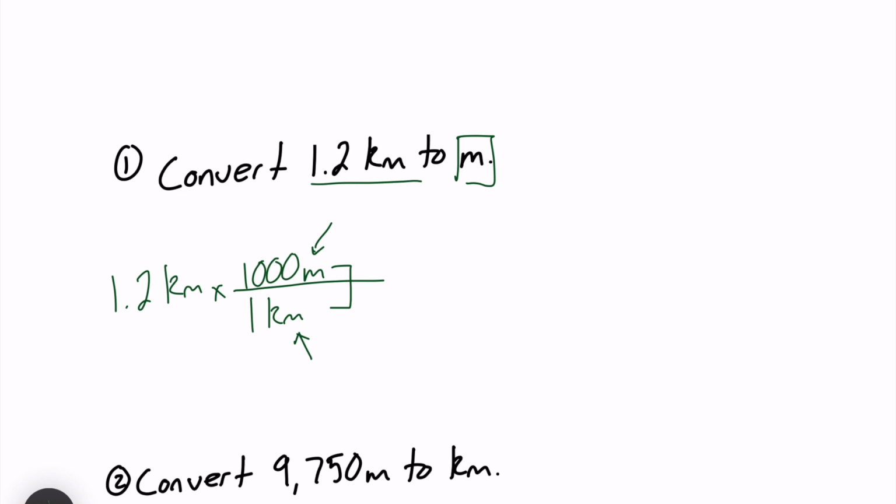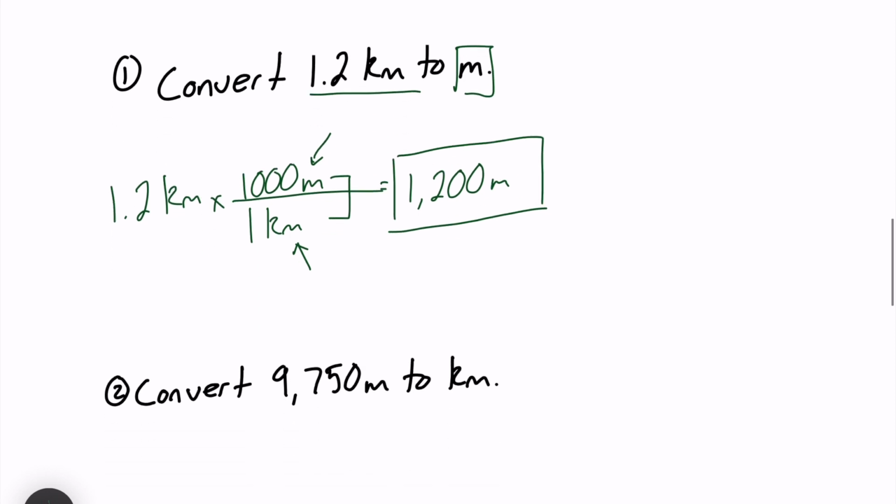So what we're basically doing is multiplying 1.2 kilometers by 1,000. So what we should get here is 1,200 meters as our conversion. Okay. All right, moving on.